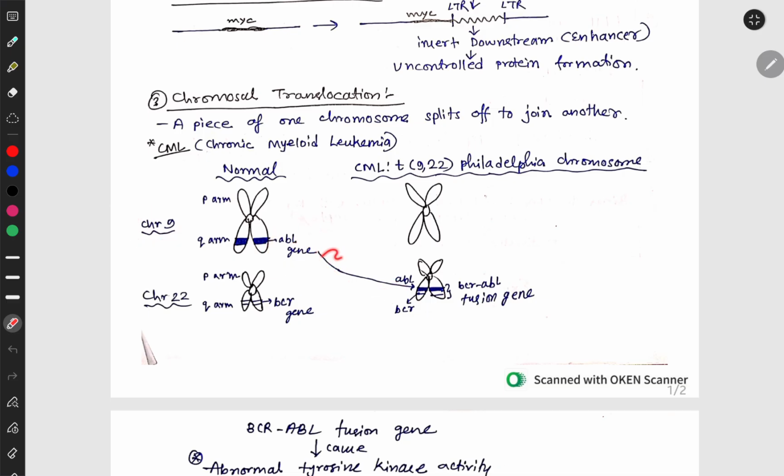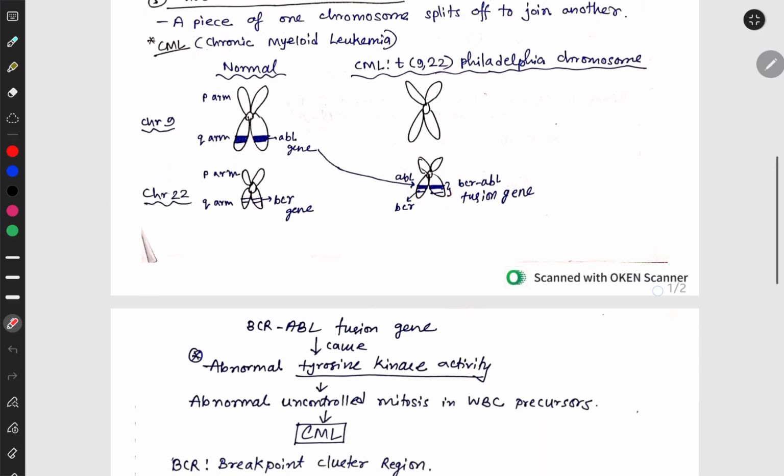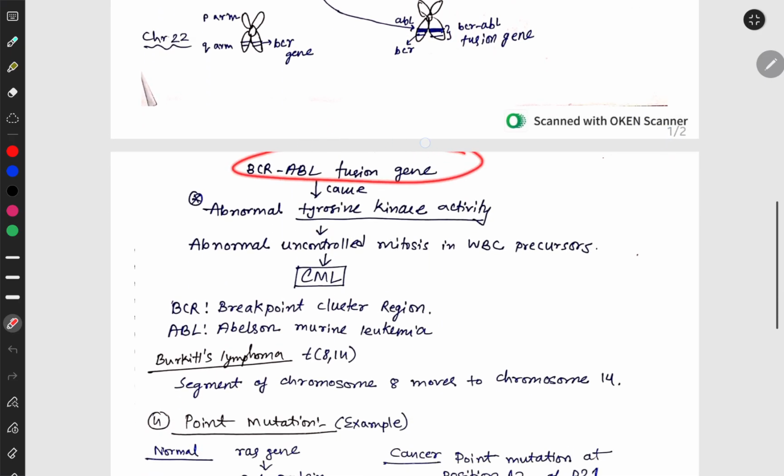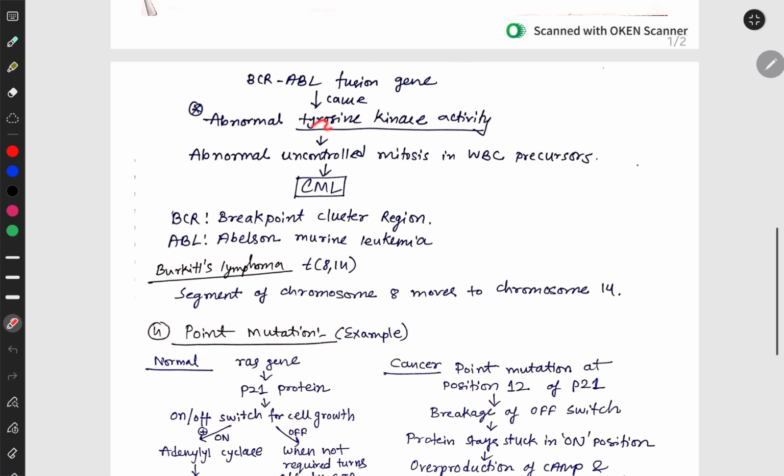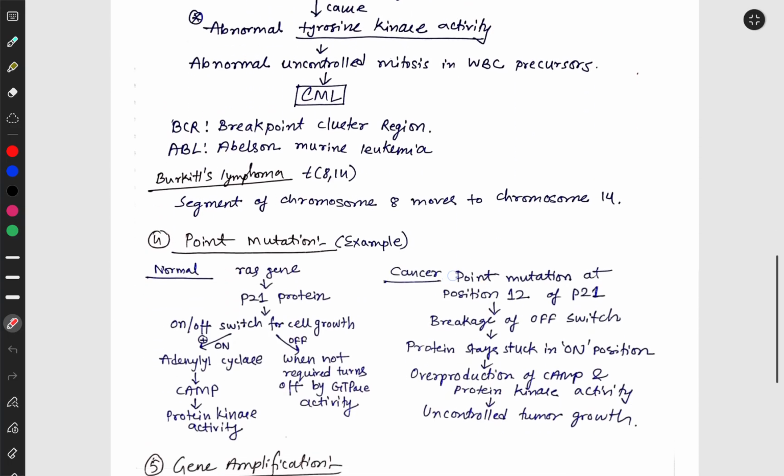The ABL gene from the 9th chromosome goes into the 22nd chromosome. So now the 22nd chromosome has both the ABL gene and the BCR gene, forming the BCR-ABL fusion or hybrid gene, and this chromosome is known as the Philadelphia chromosome. Now this BCR-ABL fusion gene will cause abnormal tyrosine kinase activity, which will lead to abnormal uncontrolled mitosis, especially in WBC precursors, leading to chronic myeloid leukemia. So this is a very important example of chromosomal translocation.